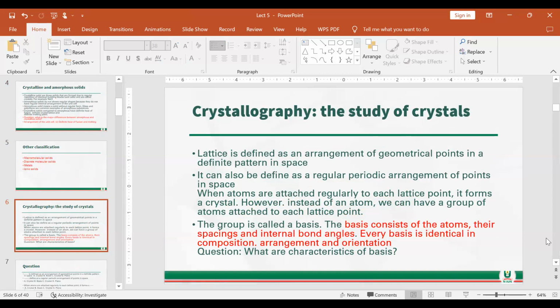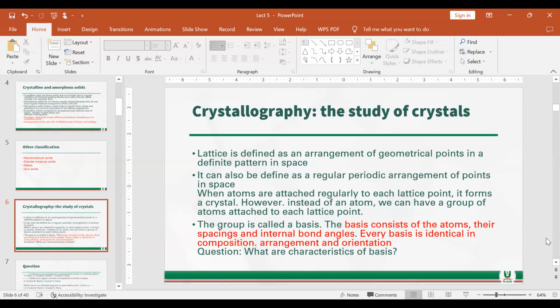So lattice is defined as the arrangement of geometric points in a definite pattern in space. How the units, it can be unit cell, the geometric points can be unit cells arranged in a regular pattern in space. That is what we call lattice. It can also be defined as a regular periodic arrangement of points in space. Look at that word, regular arrangement.